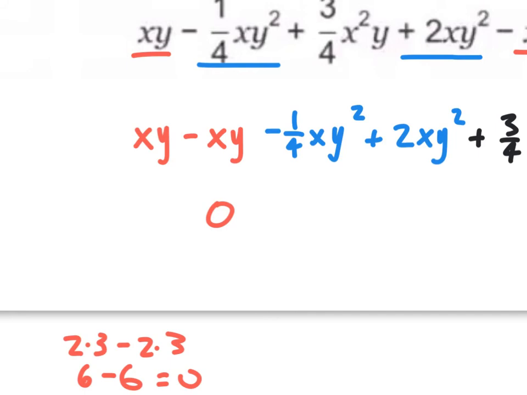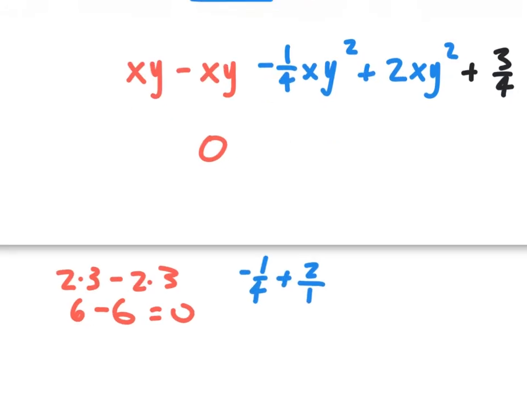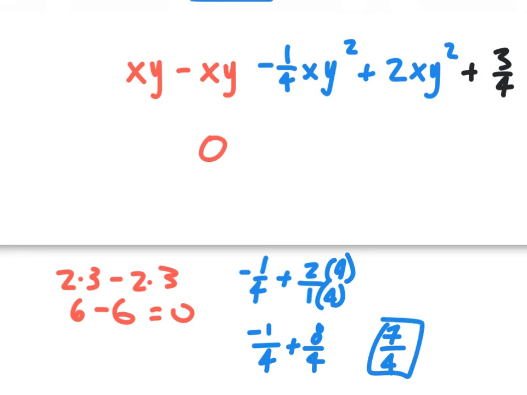All right, the next thing that I have is combining these two. Now, remember, because I have the same variables, I just need to add my numbers. So down here, I'm going to do negative 1/4 plus 2 over 1. Let's get a common denominator here and add these together. So this is going to multiply top and bottom by 4 over 4. So I get negative 1 over 4 plus 8 over 4. Negative 1 plus 8 is going to give me 7 over 4. And so this is 7/4. So I'm going to write this out as plus 7/4 xy squared.